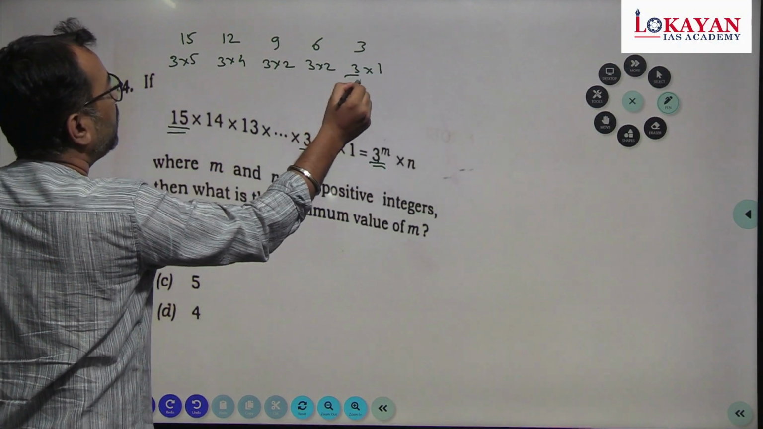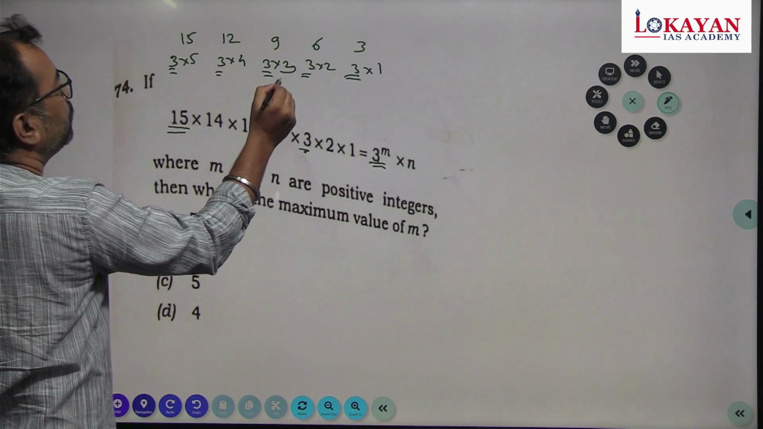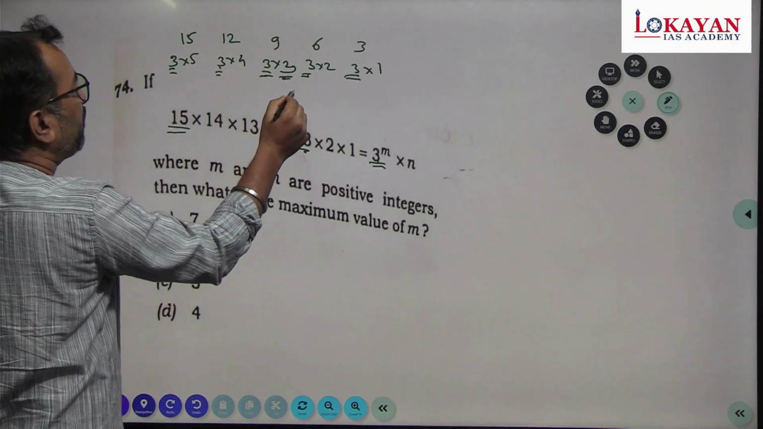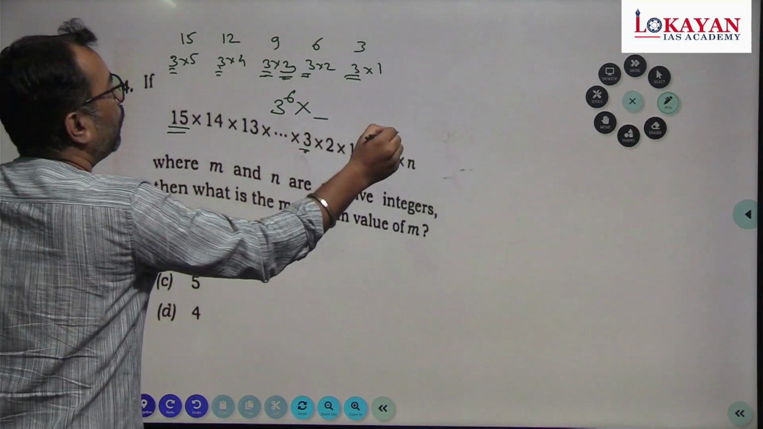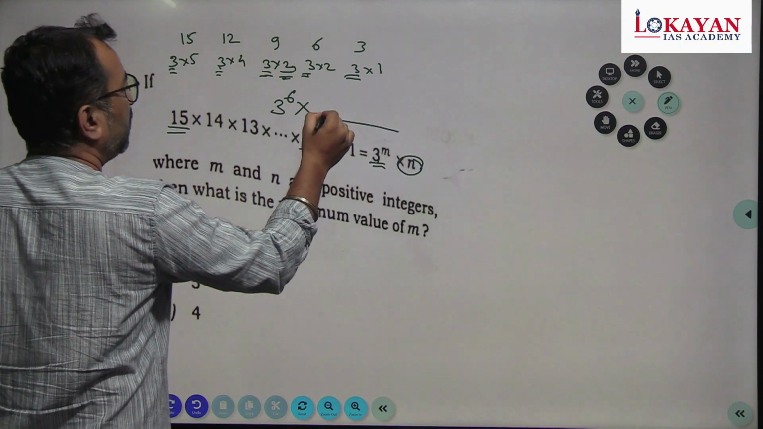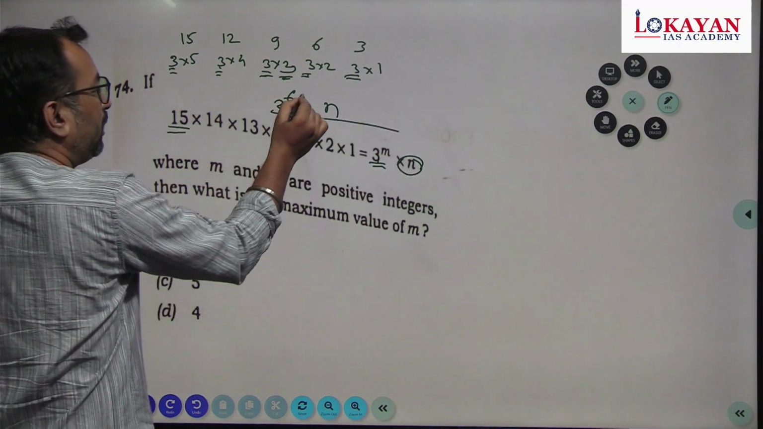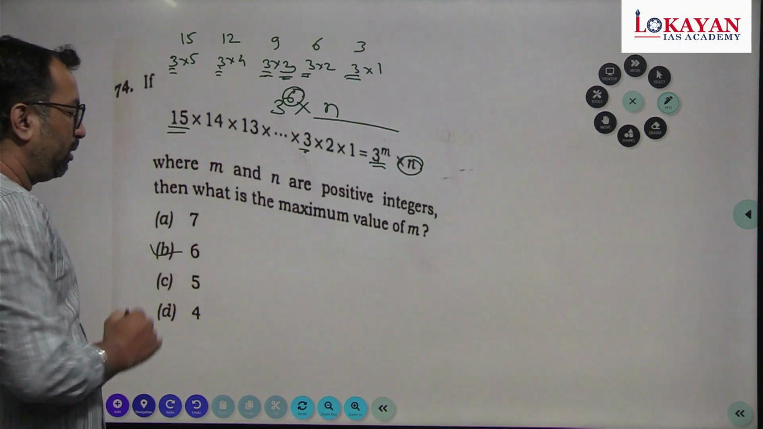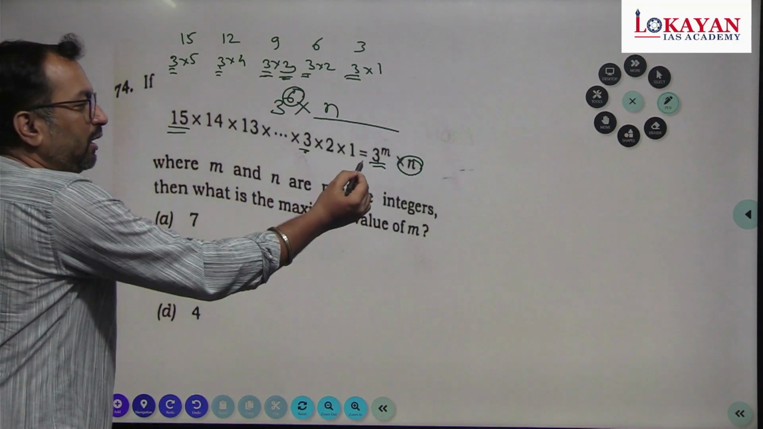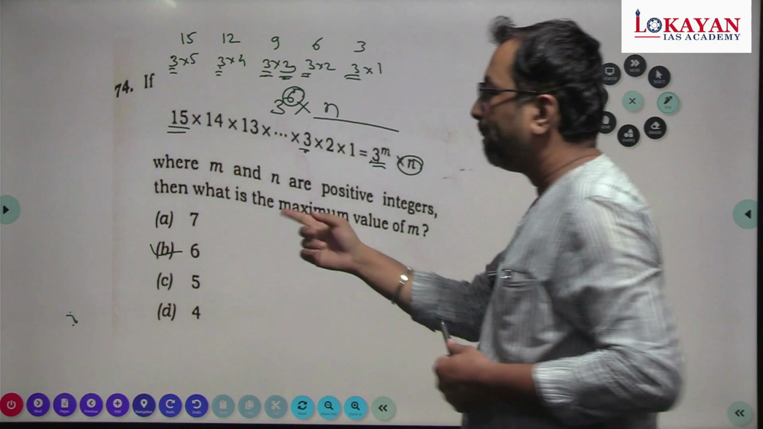So how many times did I get 3? 1, 2, 3, 4, 5. Sorry, 9 should be 3 into 3. So 1, 2, 3, 4, 5, 6. So 3 to the power 6 into whatever number is remaining, that will be n. So there is no need to find n. I am just asked to find the value of m, and m is 6, because I got it in the form of 3 to the power 6, and they have given it in the form of 3 to the power m. So the answer will be option B, that is 6.